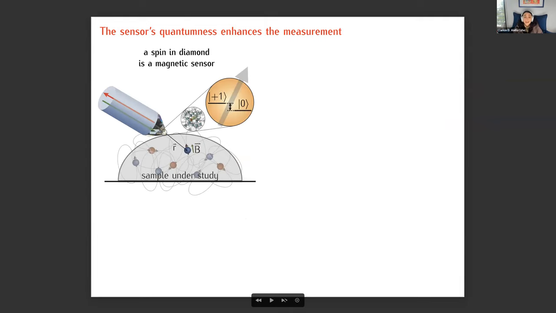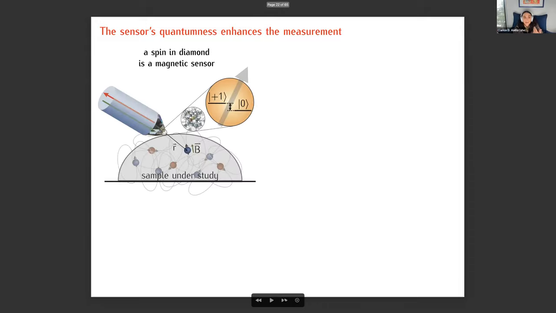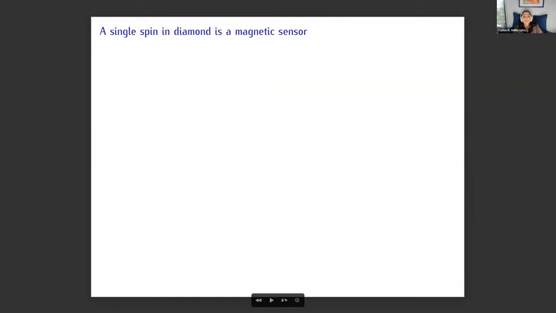In my past, I worked with a technological quantum sensor, and I'm going to spend some time describing this technological quantum sensor, which was, in fact, a magnetic field sensor. So here's my promise. I promise that I will show you a single spin in diamond, in the material diamond, that works as a quantum-enhanced magnetic field sensor.